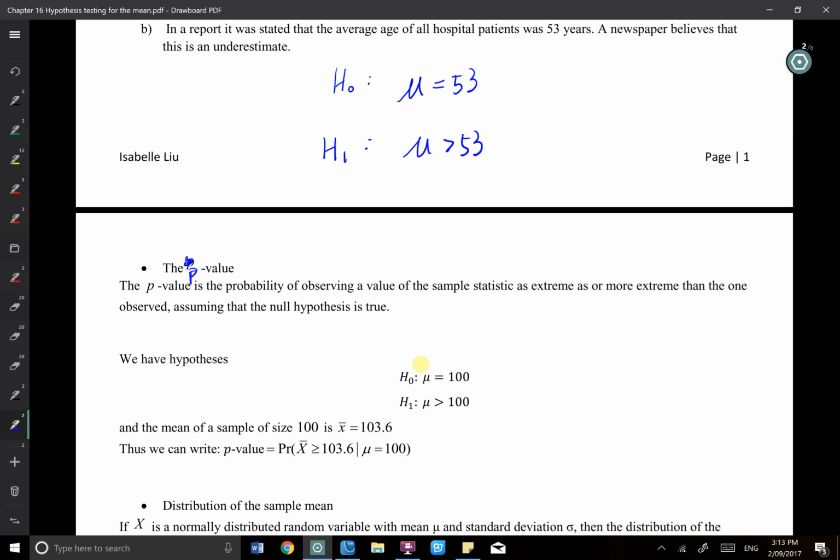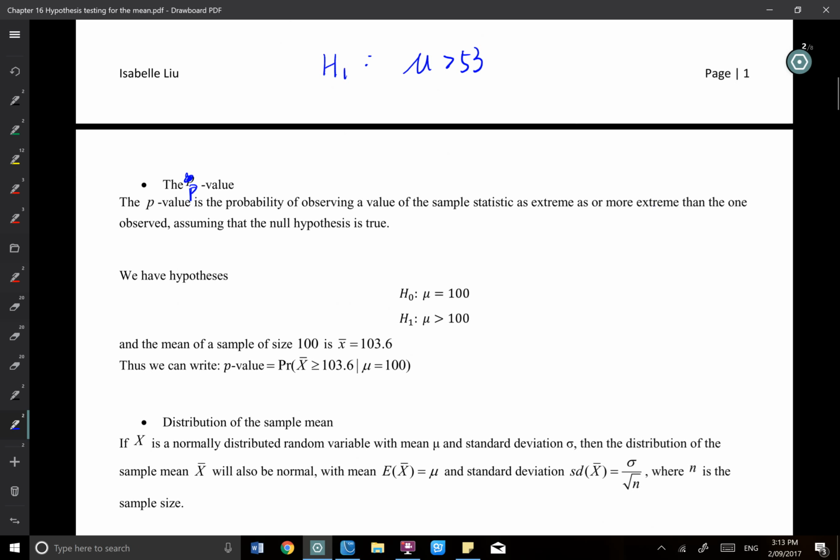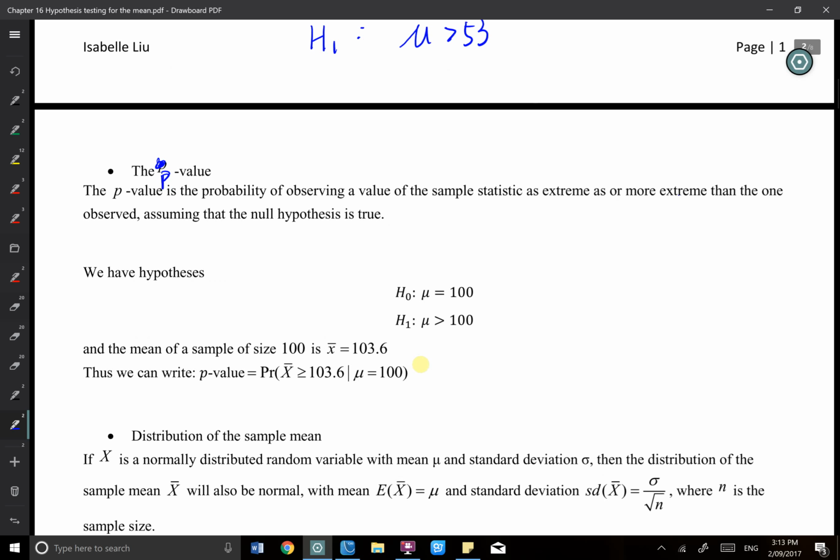The p-value is the probability of observing a value of the sample statistic as extreme or more extreme than the one observed, assuming that the null hypothesis is true. If you don't understand, that's fine. But what I'm going to talk about is, if this hypothesis test is mu equals 100, and I assume mu is greater than 100, why am I assuming that? Because with a sample size of 100, I find my x bar is 103.6.